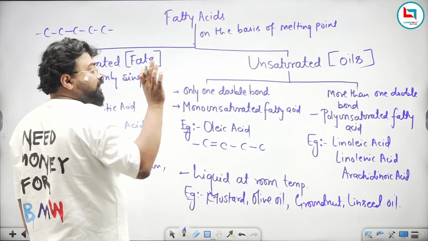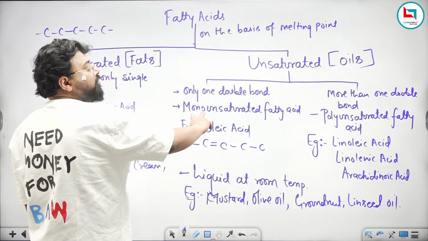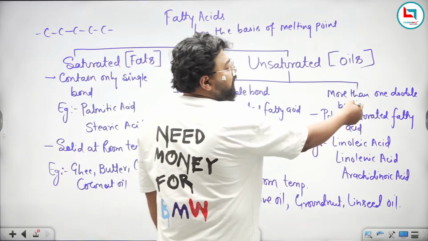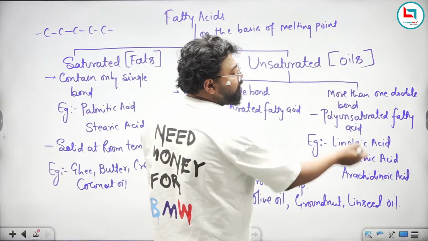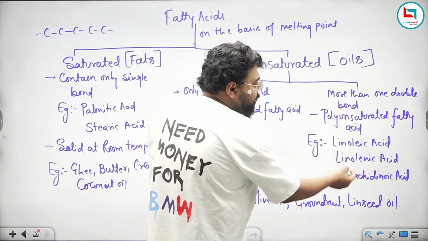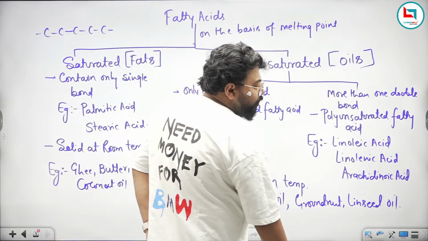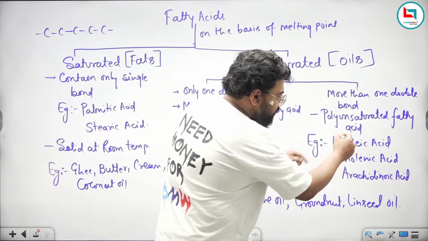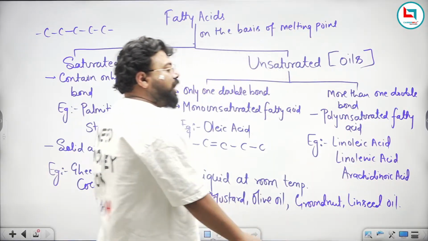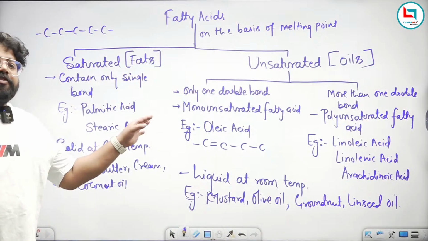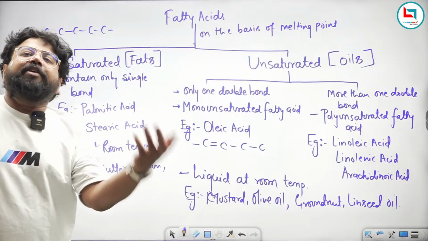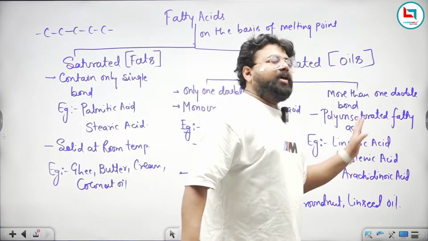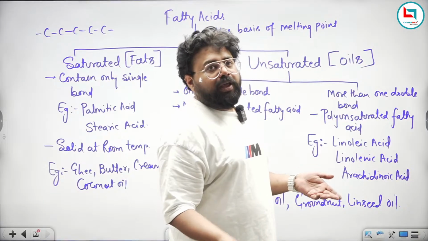If it contains only one double bond, then we call it a monounsaturated fatty acid. The example is oleic acid. If it contains more than one double bond, it is called a polyunsaturated fatty acid. The examples are linoleic, linolenic, and arachidonic. And these three fatty acids cannot be synthesized by our body.